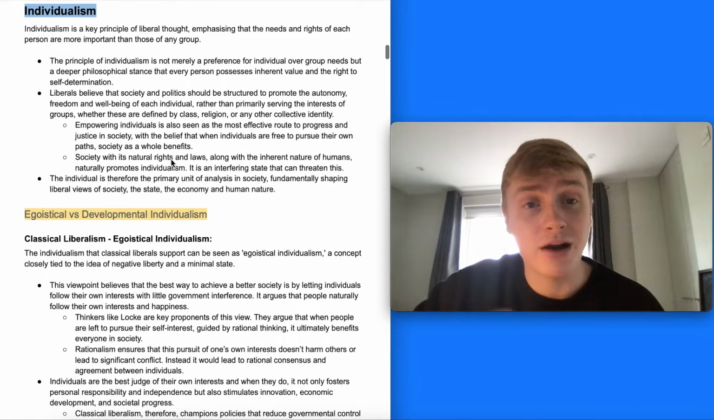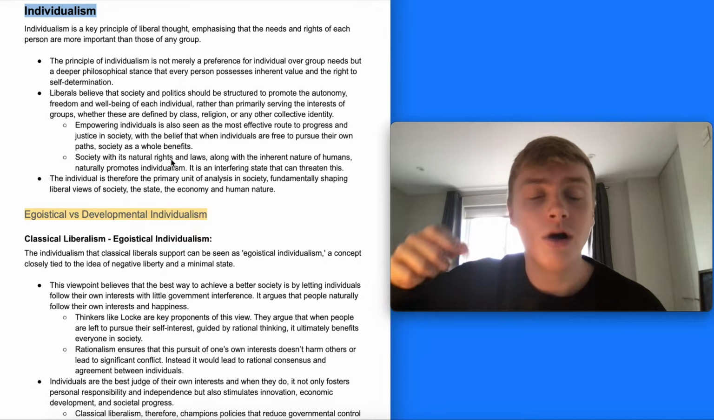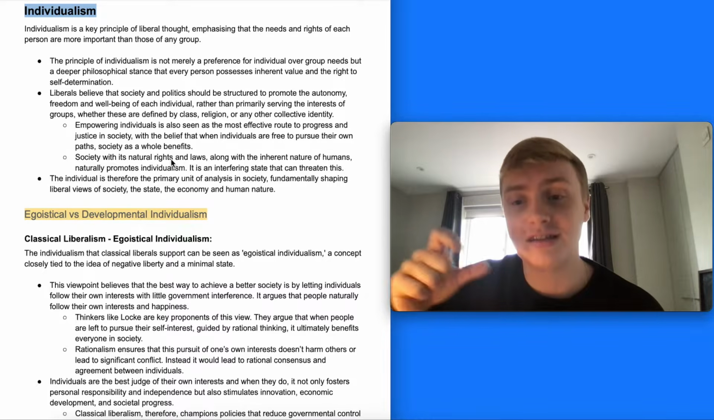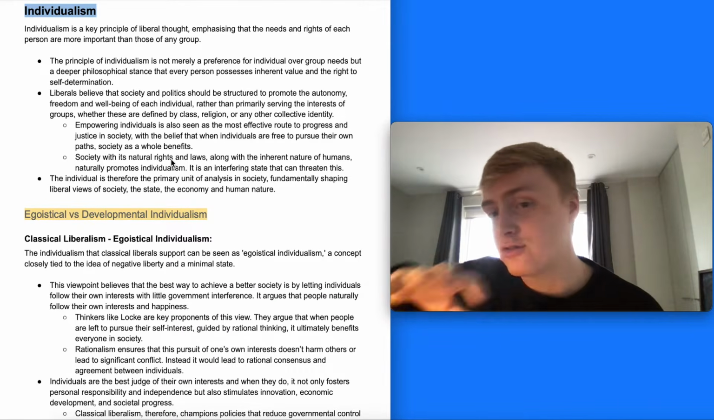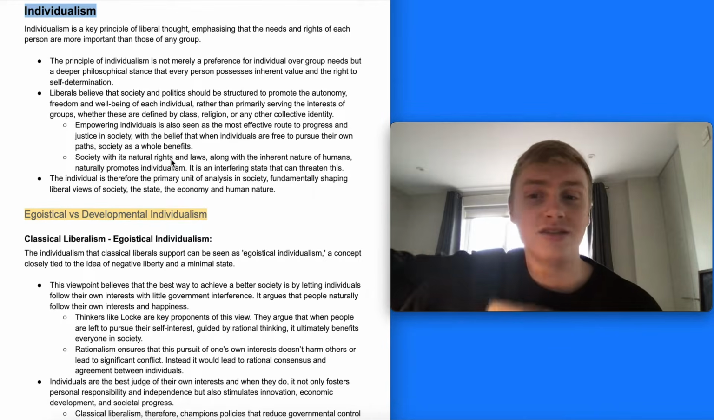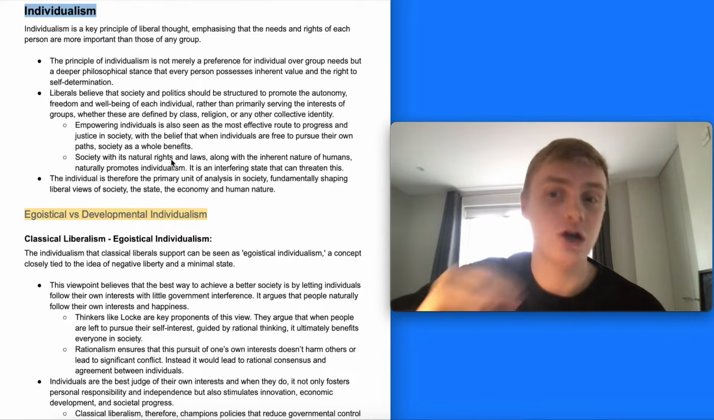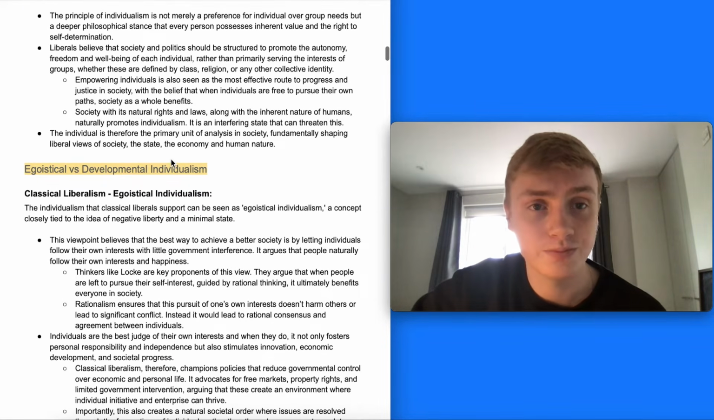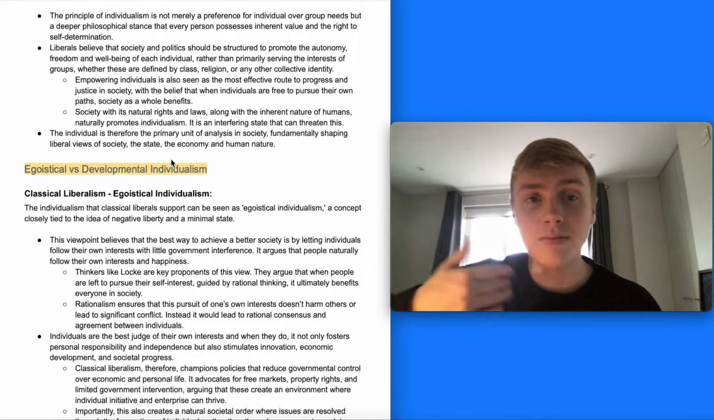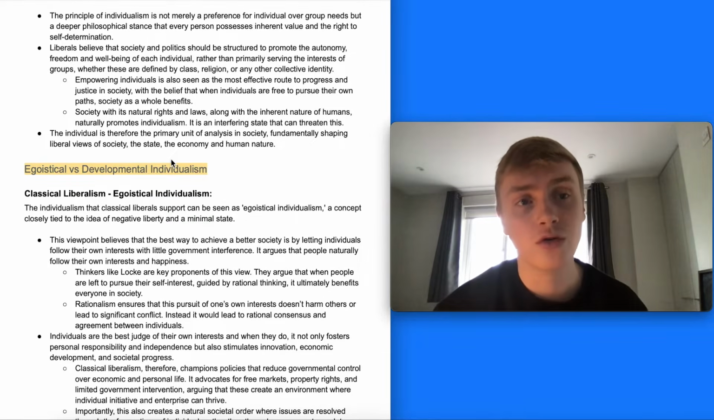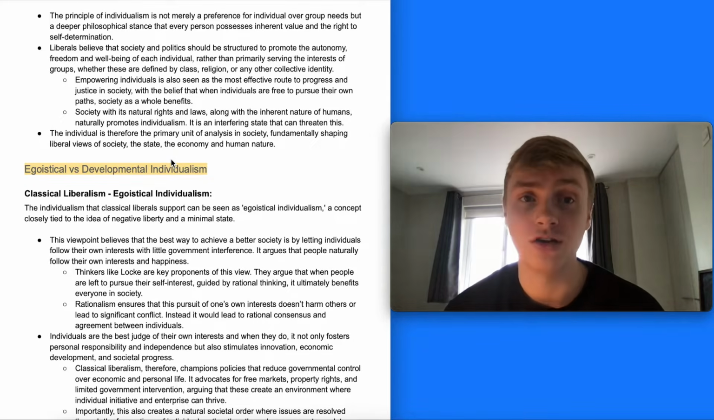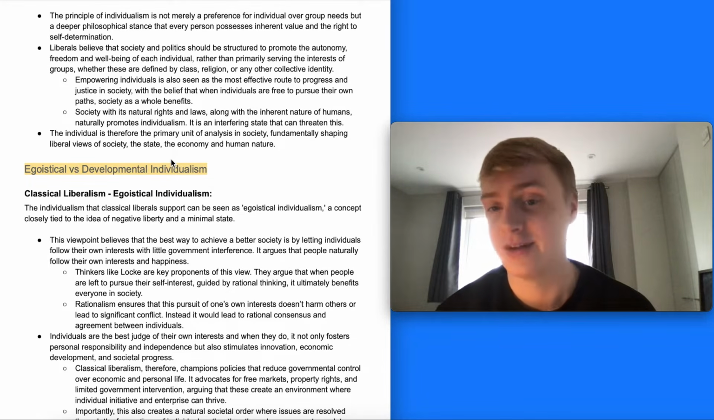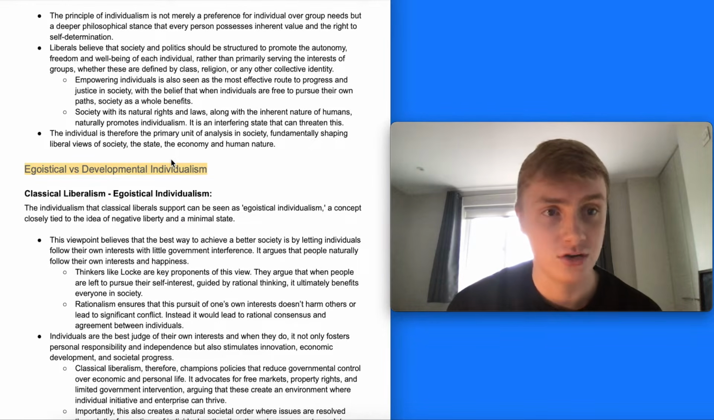So it's not merely a preference for individual over group needs, but a really deep philosophical stance that every person has inherent value and the right to self-determination, and that promoting groups or other individuals over each individual is wrong, as it goes against these fundamental rights and freedoms of the individual. So they fundamentally believe that society and politics should therefore be structured to promote the autonomy and freedom and well-being of each individual, rather than primarily serving the interests of groups, whether defined by class, religion, or any other collective identity, which you see in a lot of other political ideologies.